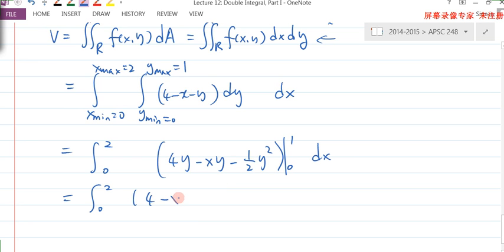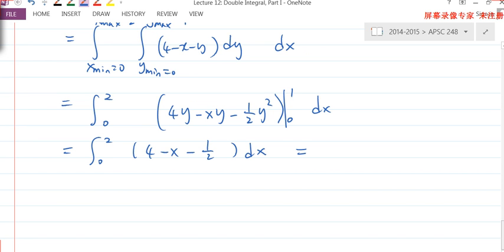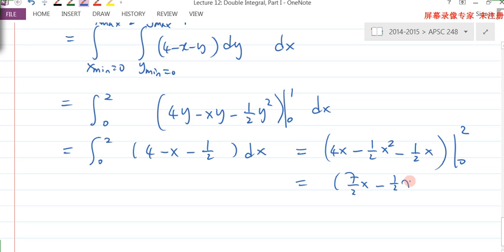We get 4 minus x minus 1/2 y, and 1/2 dx, right? dx. And then another integral, 4x minus 1/2 x squared minus 1/2 x, from 0 to 2. Is that right? So sub this into here. You can simplify this: 4x minus this is 7 over 2 x. And subbing the x into it, you should get 5.